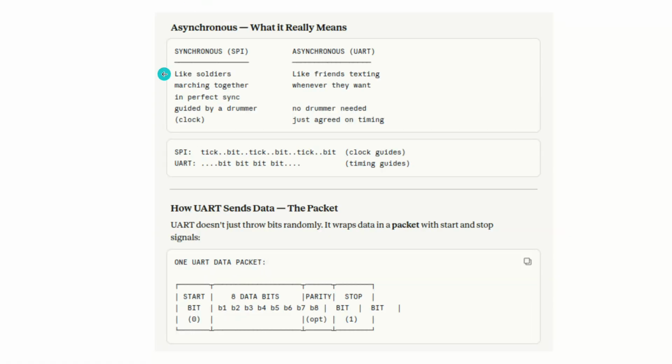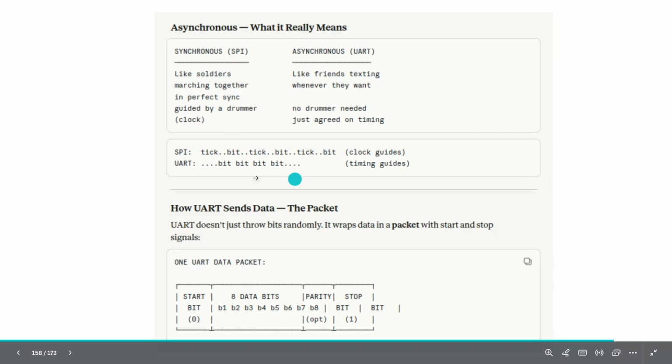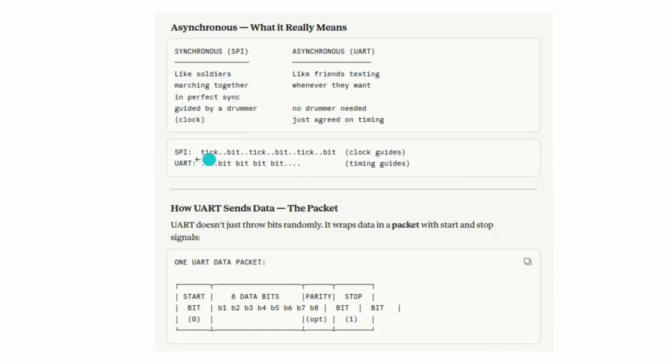Fine. Now this is asynchronous. SPI we told you was synchronous. UART is asynchronous. It's not based on the clock. In SPI the clock is guiding the bits, but in UART all the bits are going and there is a timing guide. No clock is guiding, a timing is there. That is why they have agreed upon a baud rate, right?